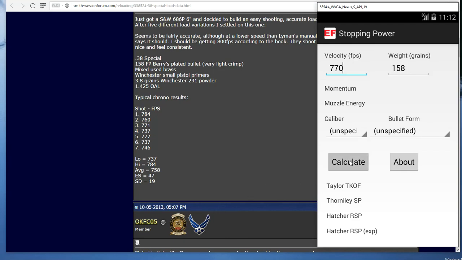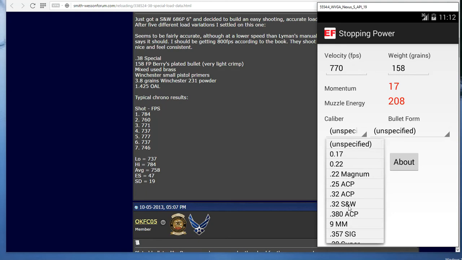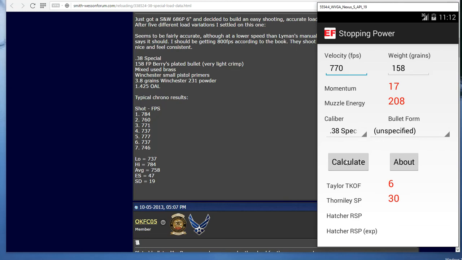Tapping calculate, we have a momentum of 17 foot-pounds per second, and a muzzle or kinetic energy, for those who prefer to emphasize velocity, of 208 foot-pounds. Specifying a caliber, scrolling to 38 special, and tapping calculate, displays a John Taylor knockout factor of 6 and the Peter Thorniley stopping power value of 30.